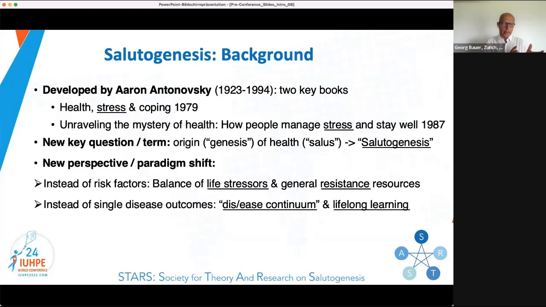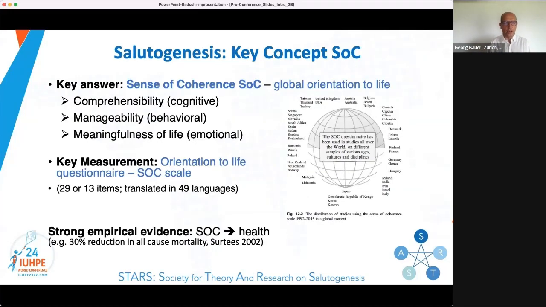And instead of, as pathogenesis does, looking at single disease outcomes, he suggested to look broadly at the overall development of health of a human being over the life course, but also in a certain period of time. And he proposed this disease as a continuum. So that's in a nutshell the original idea of Antonovsky.